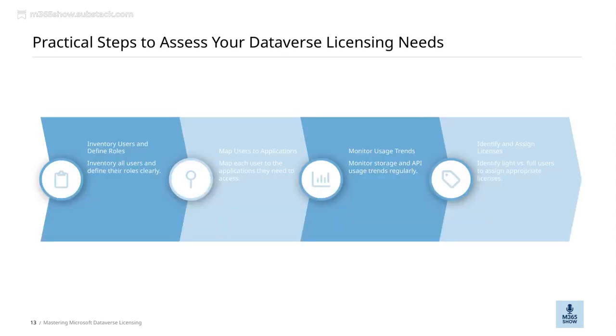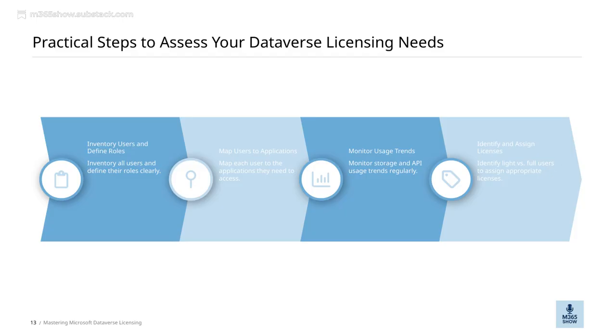All right, now we're moving into some practical steps to assess your Dataverse licensing needs. First, it's crucial to identify light versus full users so you can assign the appropriate licenses. This means understanding who needs full access and who can work with more limited permissions. By doing this, you not only optimize your licensing costs, but also ensure users have the right level of access. Next, it's essential to monitor storage and API usage trends regularly. Keeping an eye on these metrics helps you anticipate future needs and avoid unexpected costs or performance issues. Consistent monitoring allows you to stay ahead and make informed decisions.